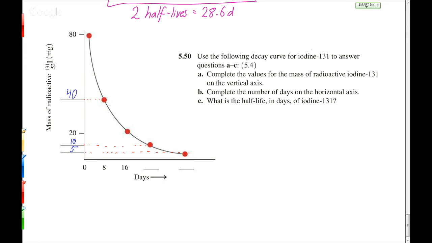All right, what about the days? Yeah, we can look at a pattern there, right? It seems like it's cutting in half every 8 days. So we can continue this and say 24 and then 32. So then what's the half-life? 8 days. You see that? Every 8 days it cuts in half.